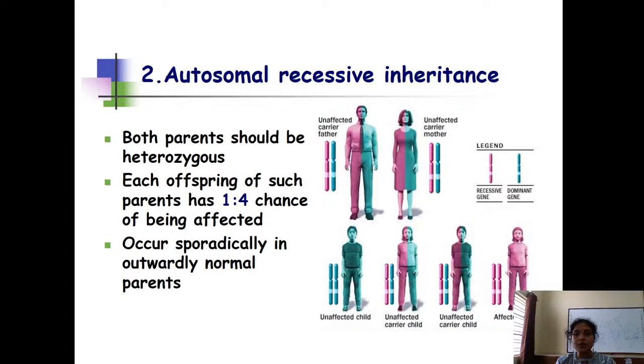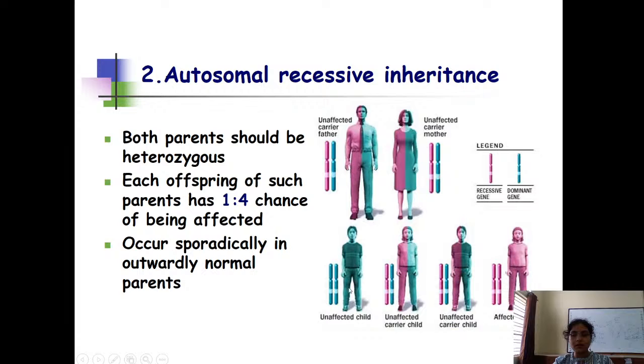Now, coming to the autosomal recessive inheritance. Both parents should be heterozygous. Each offspring of such parents has a 1 in 4 chance of being affected. They occur sporadically in outwardly normal parents. So, unaffected carrier father, unaffected carrier mother. Now you see one is recessive gene and one is dominant gene. So both the parents are carriers.